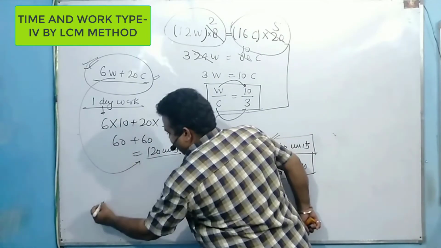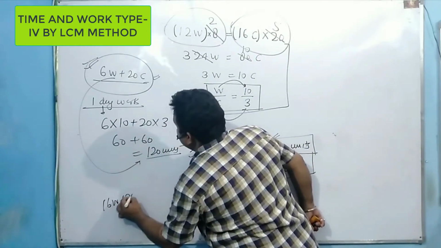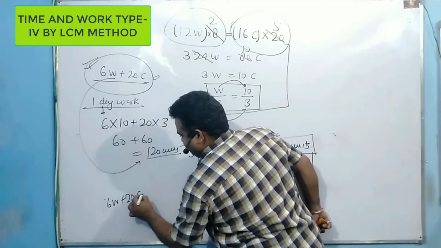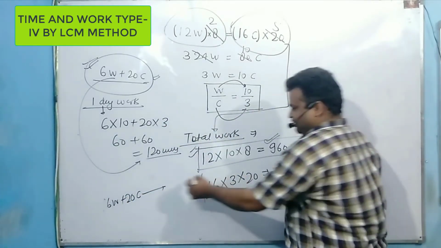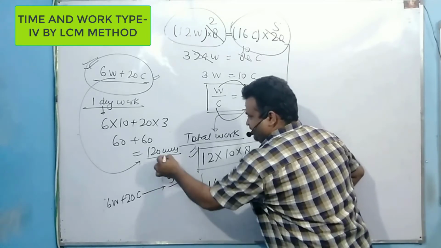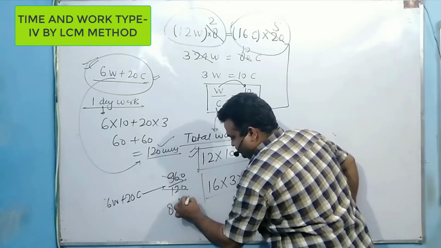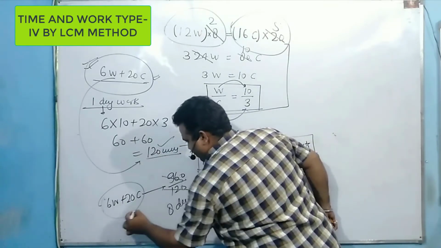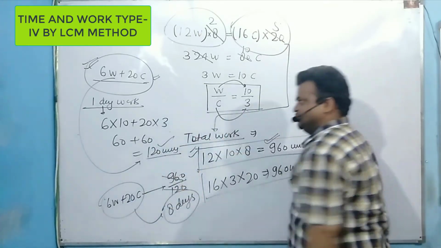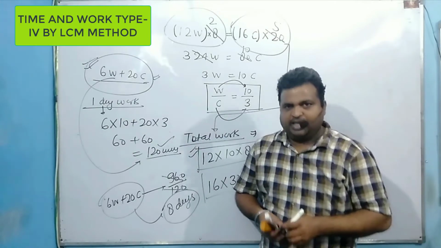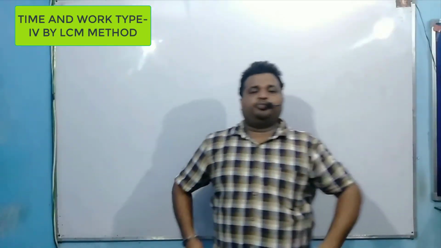So how much time will 6 women and 20 children take? This is my total unit production, 960. This is my one day production, 120. 8 times it goes. It means 6 women and 20 children take 8 days to complete the entire job. So now move to another question.